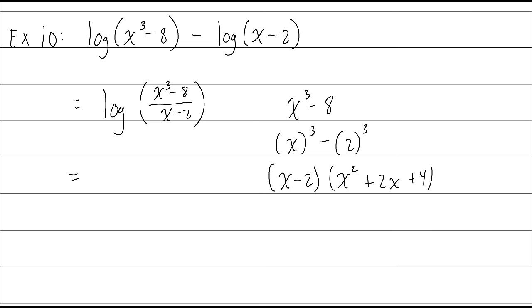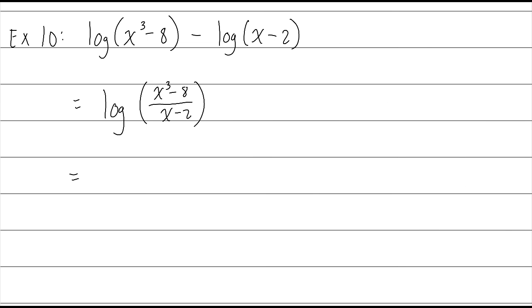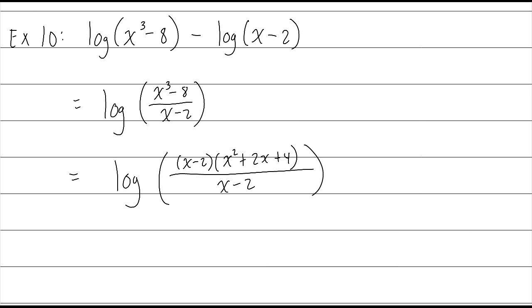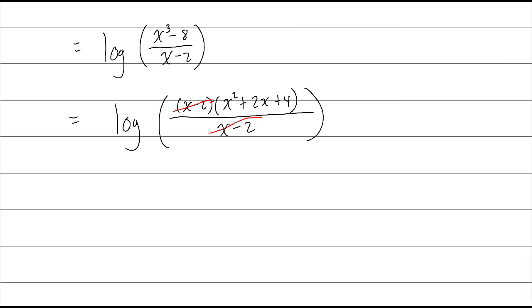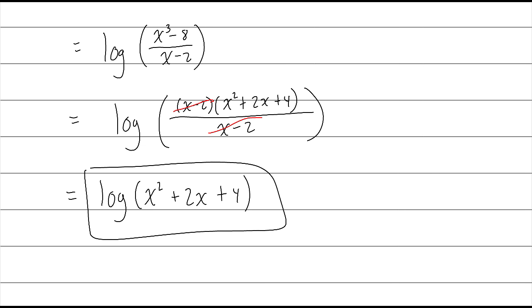So I'm actually going to write that out. So (x minus 2)(x squared plus 2x plus 4) over (x minus 2). The reason why we wrote it out that way is because you may see that those two things will cancel out. And so what's that going to leave me with? Log of x squared plus 2x plus 4. That's the simplified version of this problem.